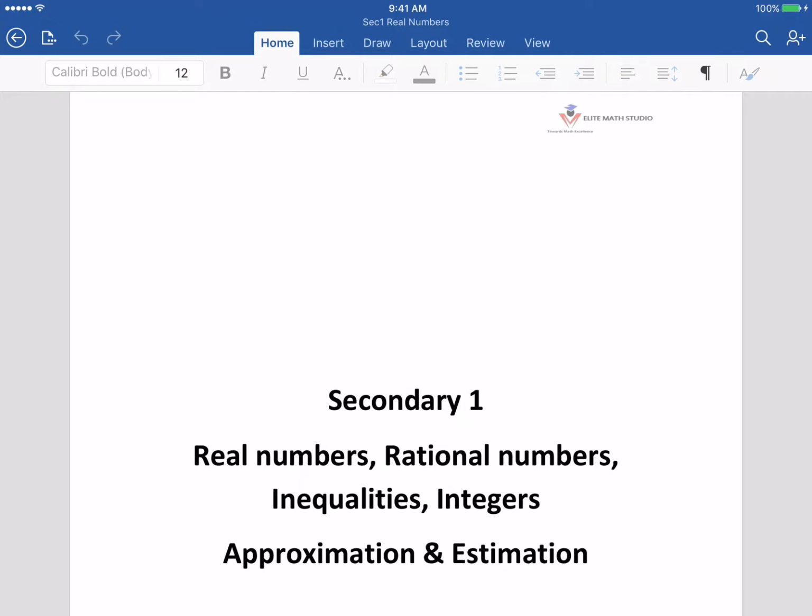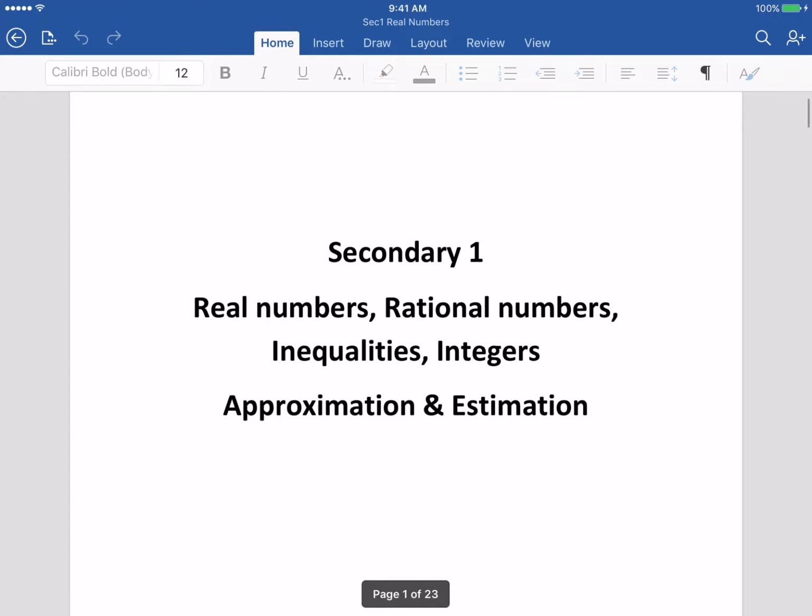Today we will be going through Secondary 1, the second chapter, called the real numbers. In this chapter we will learn about real numbers, rational numbers, inequalities, integers, and we'll do approximation and estimation. Okay, let's start the lesson.